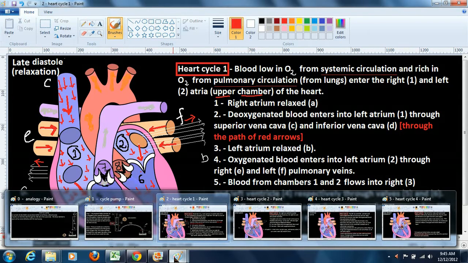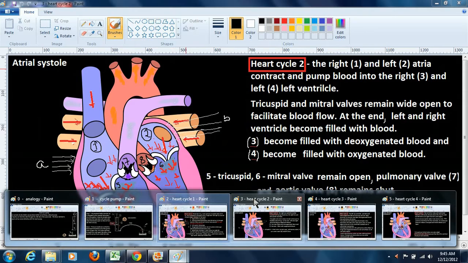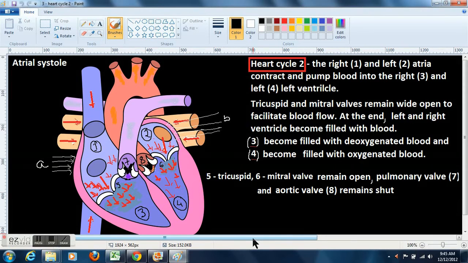Now let us see heart cycle 2. Heart cycle 2 is called atrial systole. Remember, systole means rise in pressure or contraction, and diastole means relaxation. Okay. Now in heart cycle 2, the right and left atrium, that is 1 and 2, contract. I have shown the arrow that it is contracting now, and that will pump the blood into the right and left ventricle. Right ventricle is 3, left ventricle is 4.